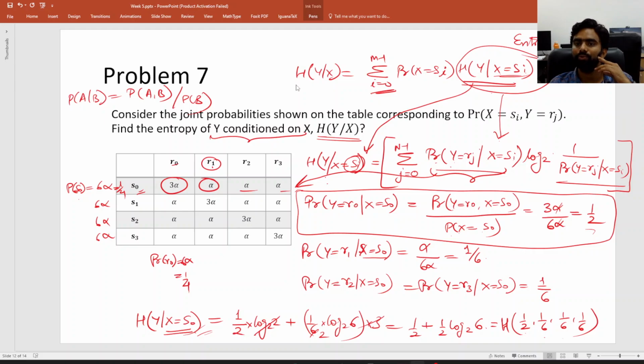Now I urge you to calculate h of x given y. Okay, h of x given y.